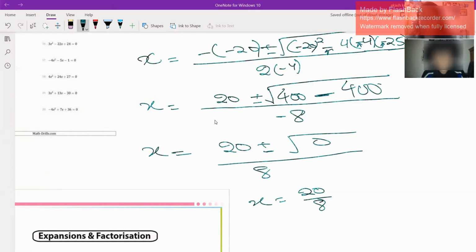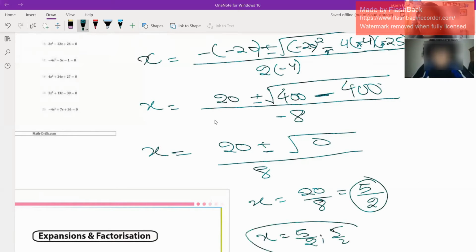Can you simplify it? Would it be 5 over 2? Yes. It was our question number 10, right? So both the values of the quadratic equation are 5 over 2 and 5 over 2. Is it clear? Yeah.